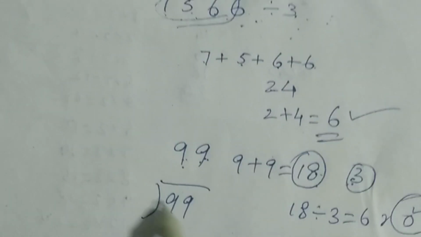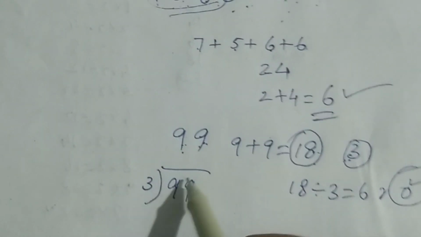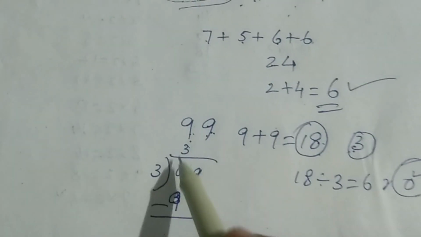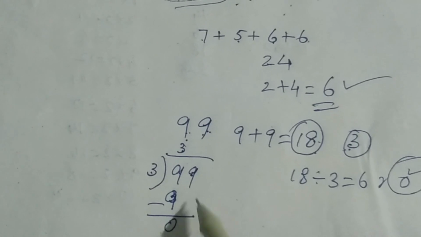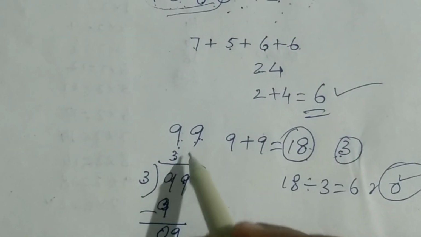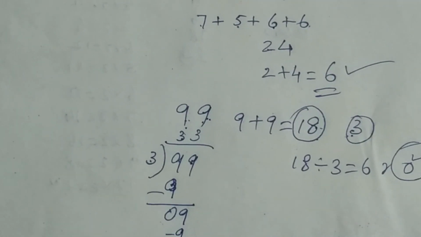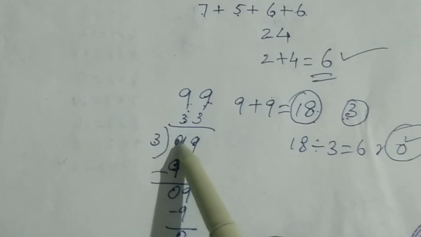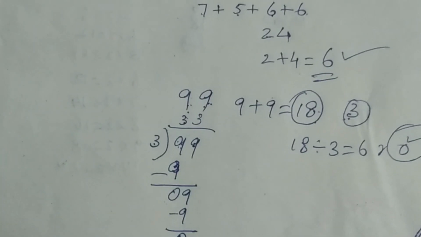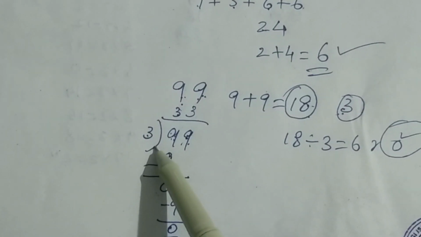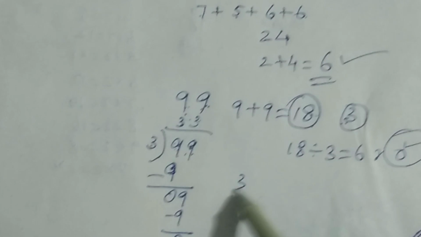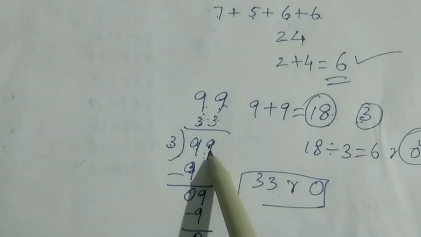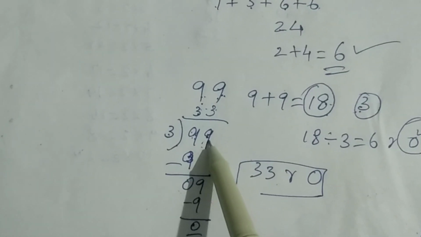Can we check now? 99 divided by 3. 3 3s are 9. Then subtract 3 times 3, 9. Subtract, 0. Again 9. 3 3s are 9. Subtraction, 0. So we have divided 99 by 3. What is the answer? 33, remainder 0. So we can say 99 is exactly divisible by 3.